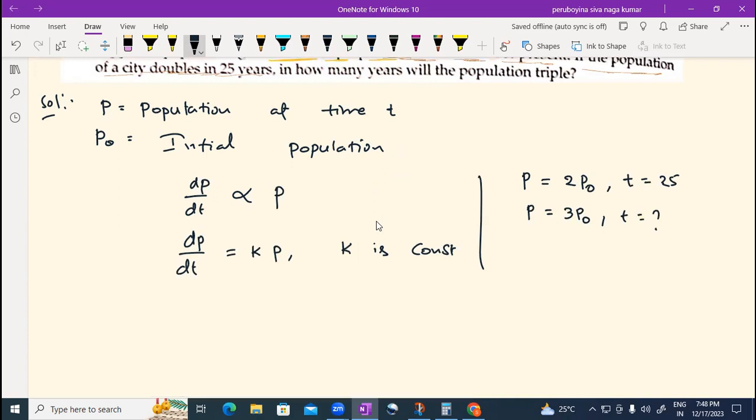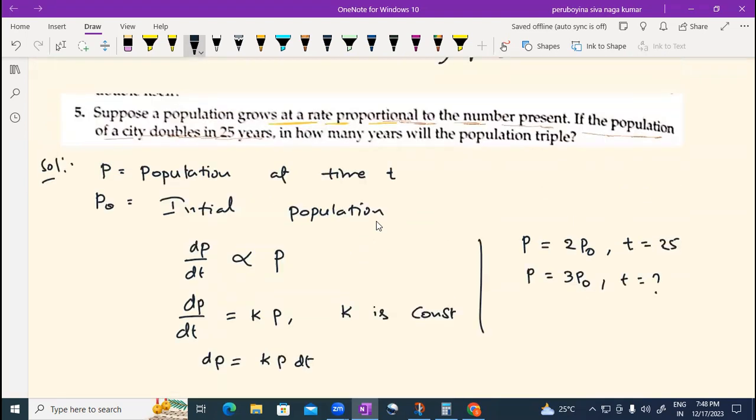Understood the question? Now look at this differential equation. We will solve this differential part. So dp is equal to kp into dt. I just moved this dt to the right side. It is very easy to calculate this way. He said population rate means dp by dt, and proportionality means this symbol. Number present means the number present, which is changing with time, right? So I wrote p, not p naught, p only.